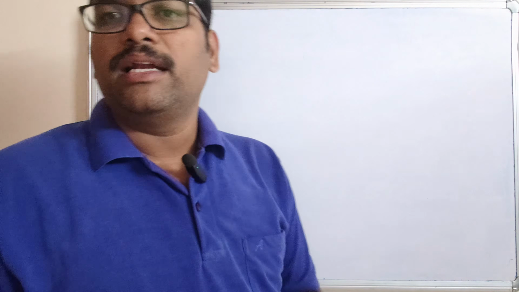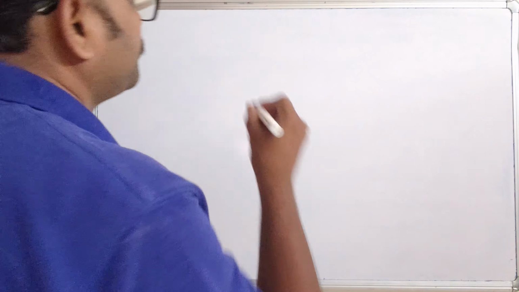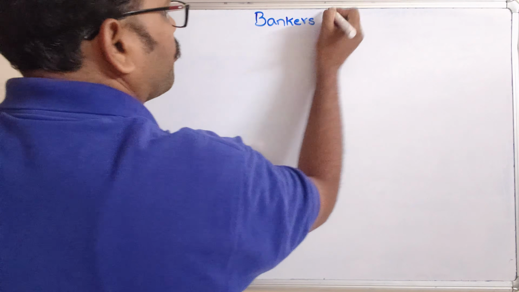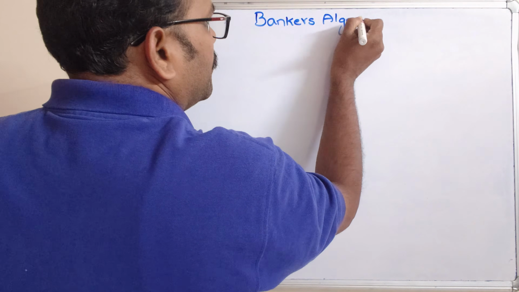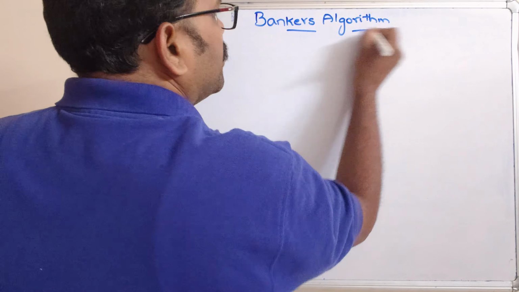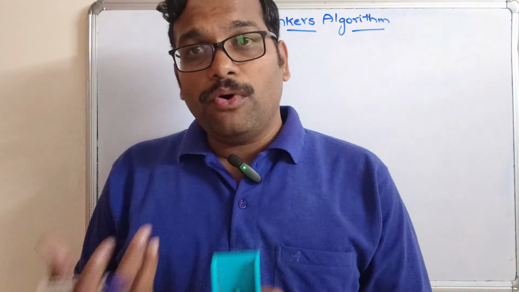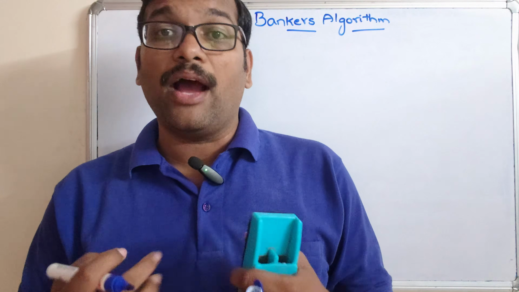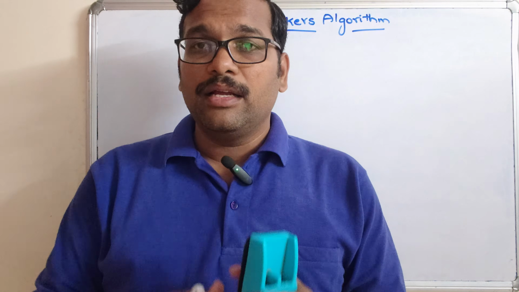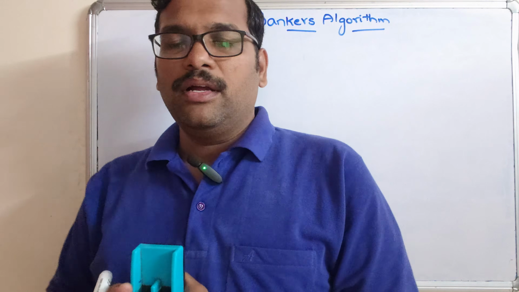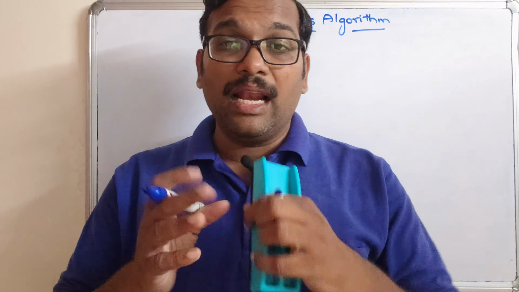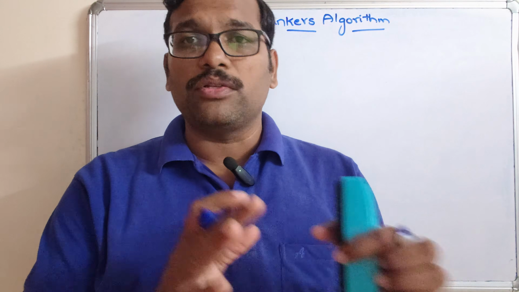Banker's algorithm, which is a deadlock avoidance technique. So before the deadlock occurs, while allocating the resources itself, we need to take care and we have to allocate the resources such that the result does not lead to the deadlock situation. So here the main concept of Banker's algorithm is allocating the resources to the processes without having the deadlock.